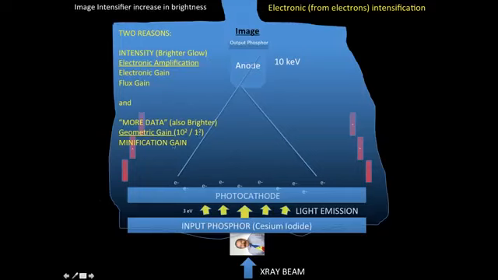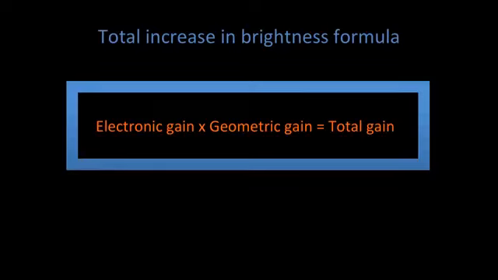I just gave you here a small example of the formula. So we have 10 squared, which represents my input phosphor, over 1 squared, which represents my output phosphor, and that gives you the calculation for the geometric gain that you generate as part of this process. In conclusion, you have a total increase in brightness that's created at the image intensifying tube. That total gain is given by the electronic gain times the geometric gain, and that's how you calculate the total gain due to the image intensifier tube.